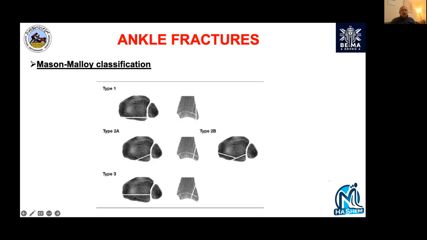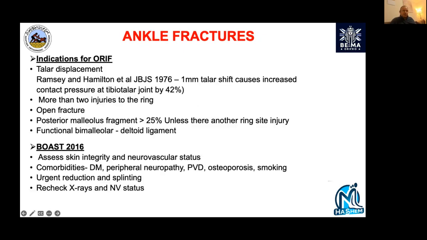Rotational pilon will be either 2A or 2B. 2A if it's only posterolateral, 2B if it's posterolateral and posteromedial. 2A will need fixation from a posterolateral approach. 2B will need fixation from both posterolateral and medial posteromedial approaches, and you have to start with fixation of the medial posteromedial fragment first, then the posterolateral fragment. And type 3 is axial loading pilon by definition, and you need to do a robust fixation from a posteromedial approach to this fragment.